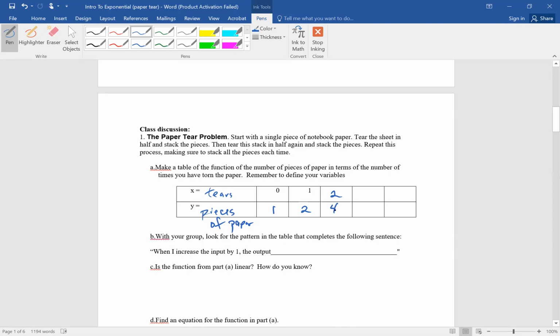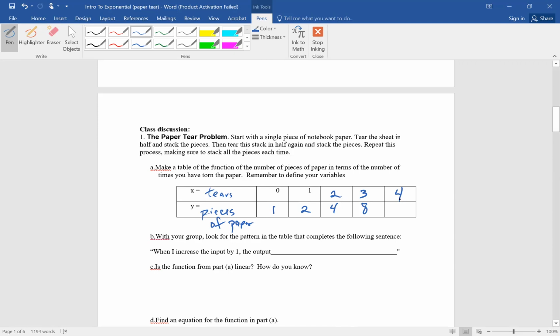Now, as you do this over and over again, let's do a third tear. Remember, of that stack of your four pieces of paper, you tear everything right down the middle again, right in half, and stack them. How many pieces do you have? And if you're telling me 8, you would be correct as well. So humor me, do it one more time. Stack your pieces of paper.